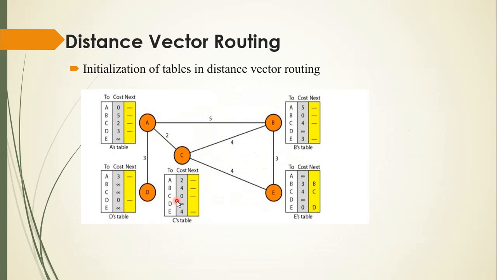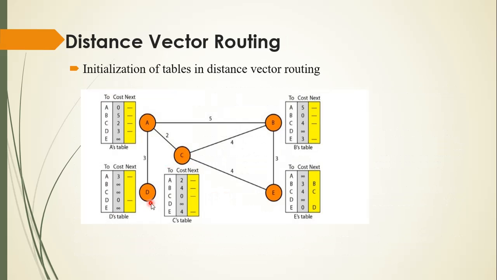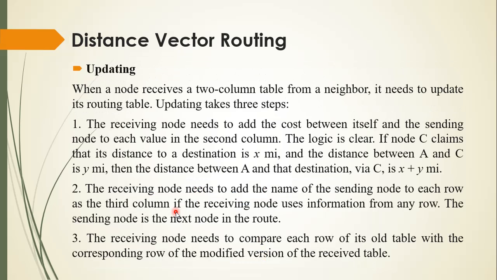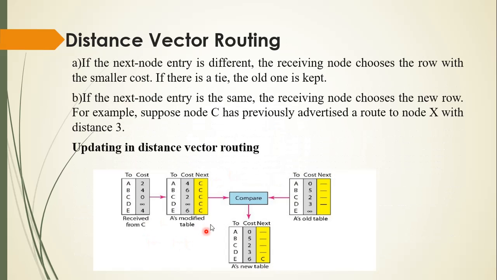Now C to A, we consider from C to A, so C to A is 2, so we write 2 over here. Now from C we have no direct connection to D, so for D we write infinity. Now for E, from A we have 2 for A to C, and C to E is 4, so 2 plus 4 is 6. So we write 6 over here. So this table is modified.